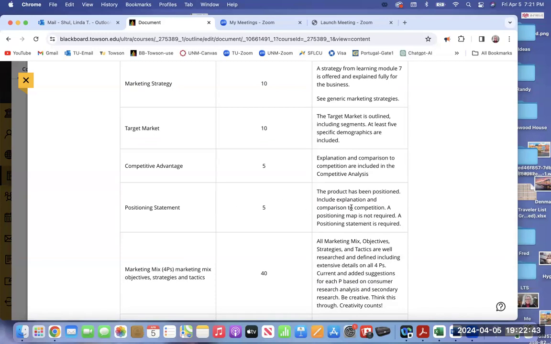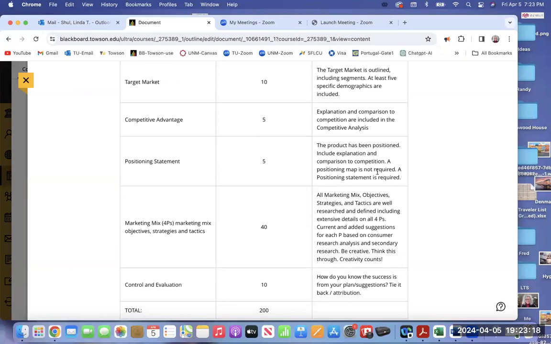Again, positioning statement. How is the product positioned? How do customers think about your product? If you think about Holiday Inn versus the Ritz-Carlton, in your mind, they're 2 totally different hotels. So you just have to explain yours, basically comparing it to the competition. You do not have to do a positioning map, but if you create one, go ahead and put it in there. The statement is required, the map is not required. And again, I'll show you in the examples what it looks like.